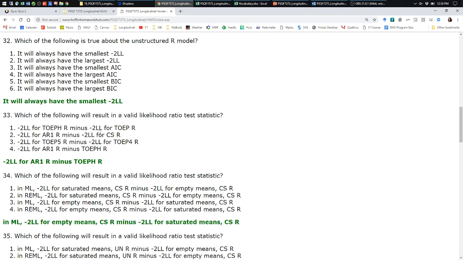And then valid likelihood ratio test statistics. So looking to make sure that these comparisons follow the rules, the more parsimonious model with fewer parameters is first, because it will fit worse, minus the better fitting model second, so that the difference is positive. The difference has to follow a chi-square distribution, so it has to be positive. So we're looking for things that are nested, but then it's fewer minus more. So Toeplitz H versus Toeplitz, that's backwards.